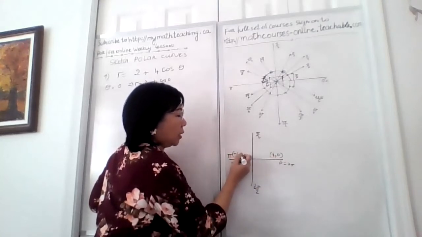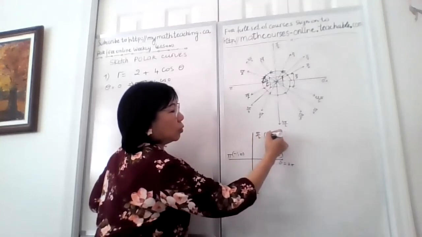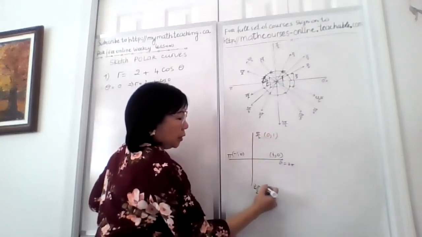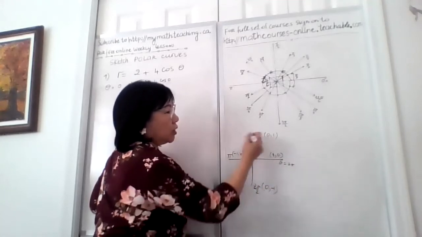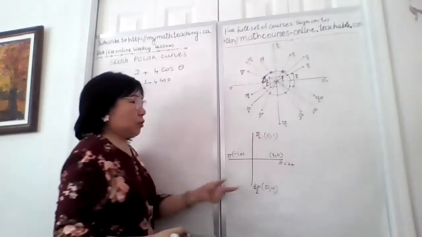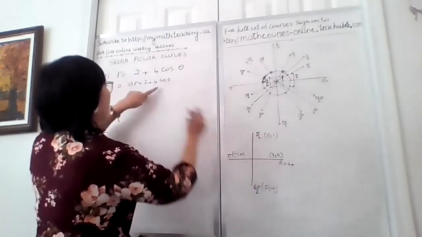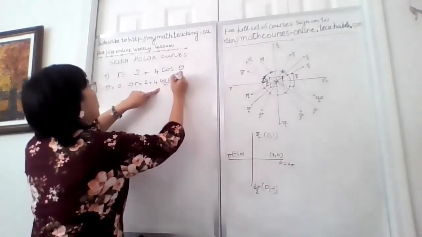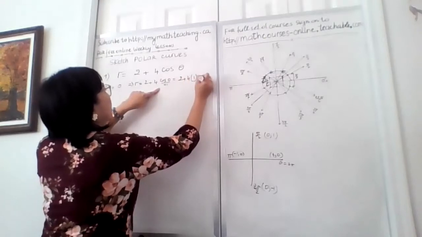Here we have minus 1 and 0. And here at pi over 2, we have the coordinate 0 and 1. And down here, the same, 0 but minus 1. So these are the typical coordinates we should always remember, right? So cos of 0 is 1, right? This equals 1. So it means 2 add 4 times 1, which is 6.